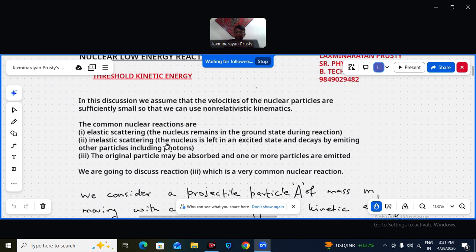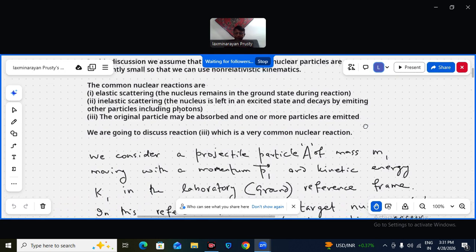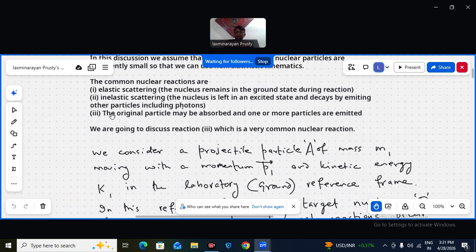In inelastic scattering, the nucleus is left in an excited state and decays by emitting other particles, including photons. So it goes to an excited state and decays by emitting other particles, that includes very high energy photons. In the third one, the original particle may be absorbed by the nucleus, and one or more particles are emitted. This third reaction is very common, and we are going to discuss it.